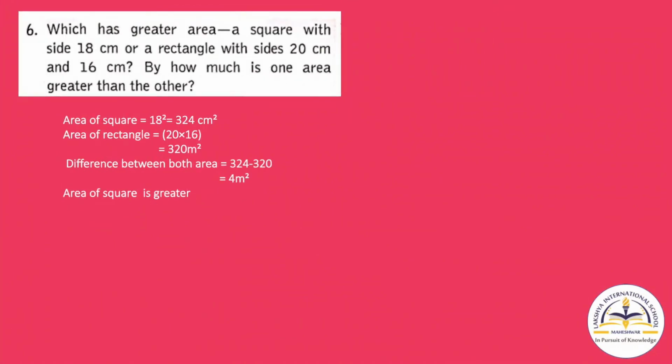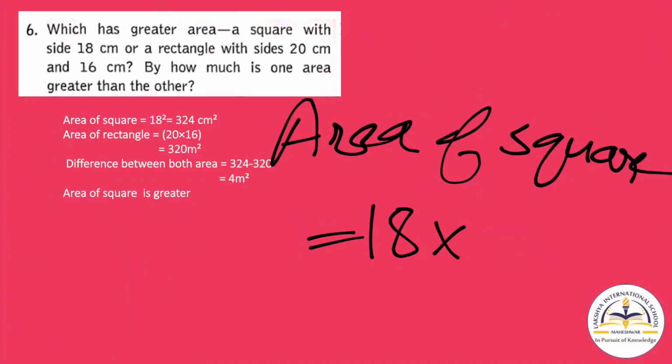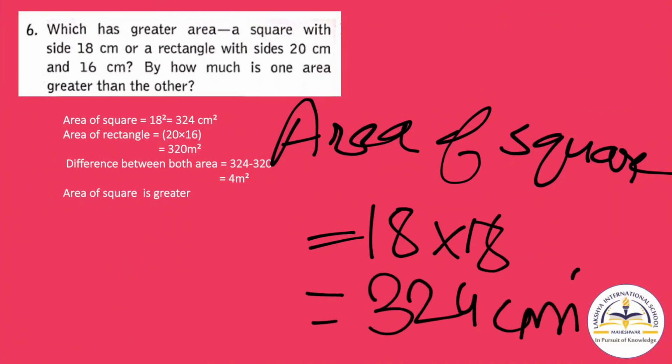Now question number 6, which has greater area, a square with 18 centimeter side or a rectangle with sides 20 centimeter and 16 centimeter? So first we will find out the area of square, and we know the area of square, that is 18 into 18, that will be 324 centimeter square.